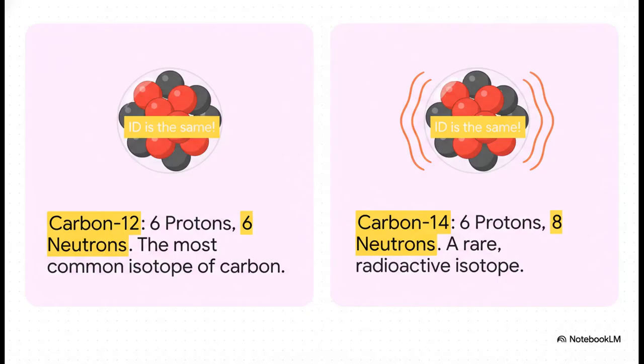But wait, you're probably thinking, what about the other particles? Well, this is where it gets cool. If you change the number of neutrons, you create what's called an isotope. So for example, most carbon atoms have 6 protons and 6 neutrons. We call that carbon-12. But a few have 6 protons and 8 neutrons, and that's carbon-14.